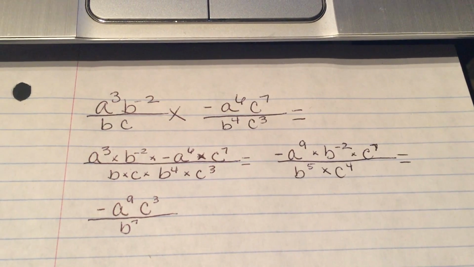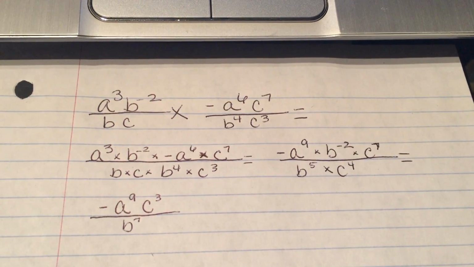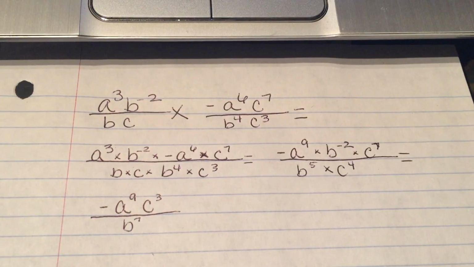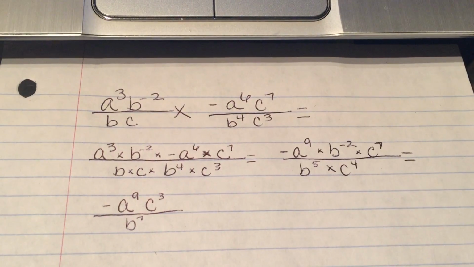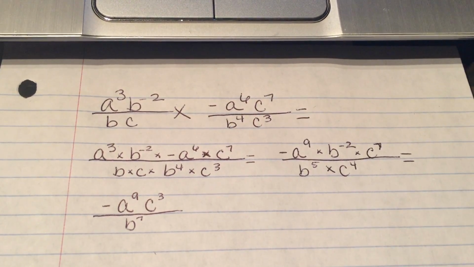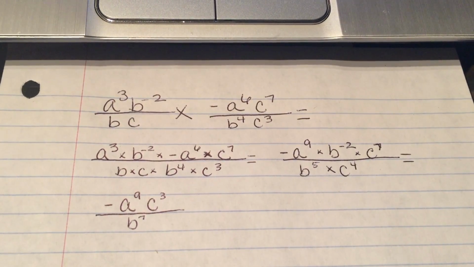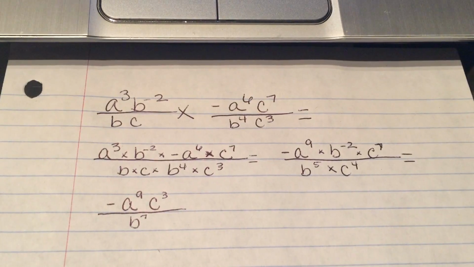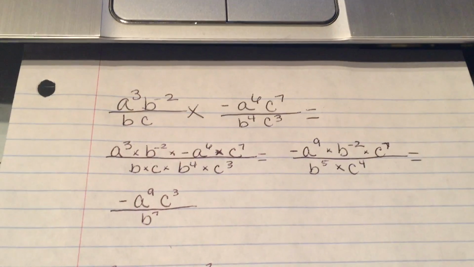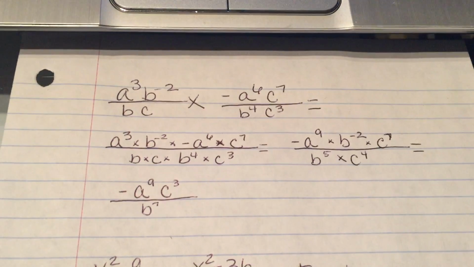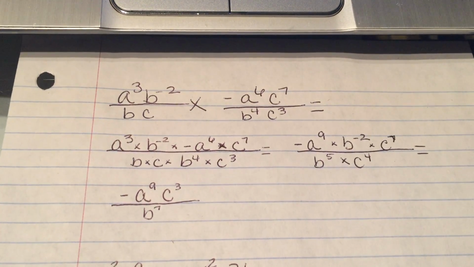And then you work that out, which will give you negative a to the ninth times b to the negative second times c to the seventh. And I got negative a because a times negative a will give you a negative a. And to the ninth because the 6 plus the 3 is 9. And then it goes over b to the fifth, which comes from the b by itself and the b to the 4, times c to the fourth, which comes from the c by itself and the c to the 3. And then you simplify it down to negative a to the ninth times c to the third over b to the seventh.